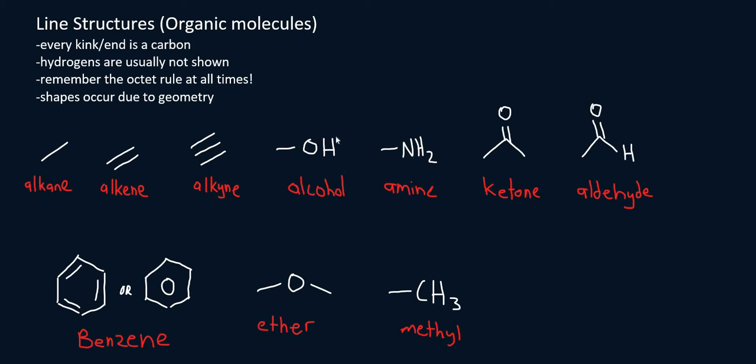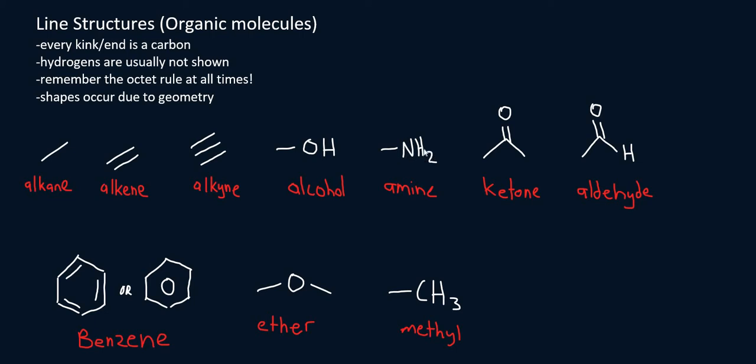This group, so if you see this OH group bonded to a carbon, that's called an alcohol group. I know you're used to seeing an OH in conjunction with bases, but as a group, it's called an alcohol group. And it's going to make a molecule an alcohol if you see it.